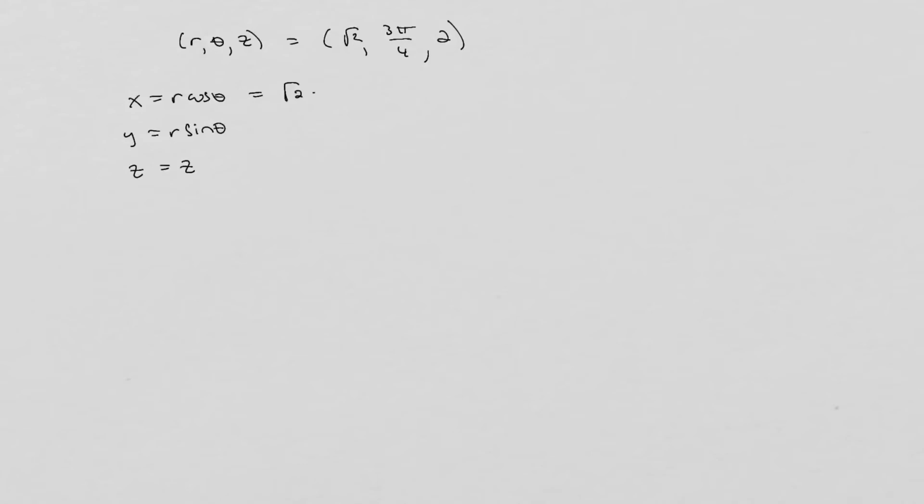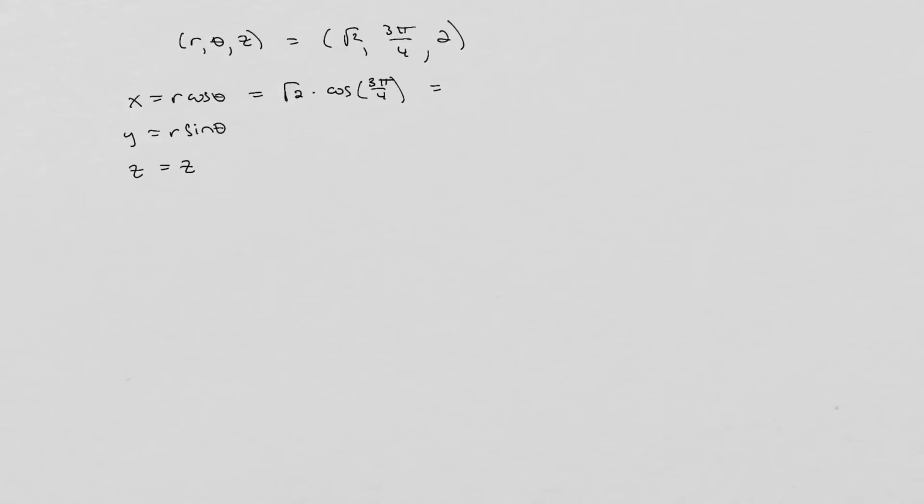Okay. Well, here's a point we can mess around with. Let's see. So again, here is a point in the cylindrical system. Let's say it's square root of 2, 3 pi over 4, and 2. All right. Let's convert this to the rectangular system. And the thing to remember here is that x is r cosine theta, y is r sine theta, and z is z. All right. So x is going to be r, which is square root of 2, times cosine of theta, which is 3 pi over 4.